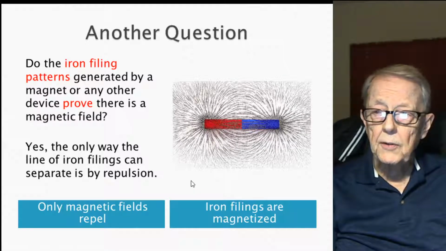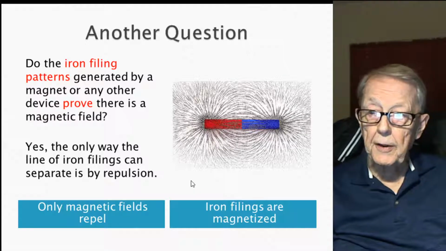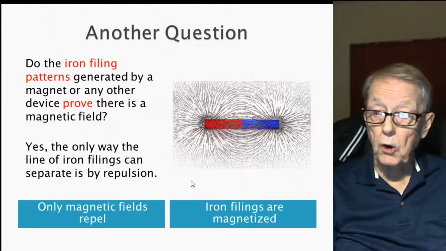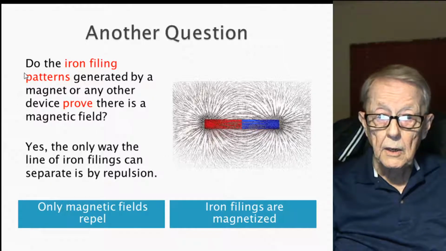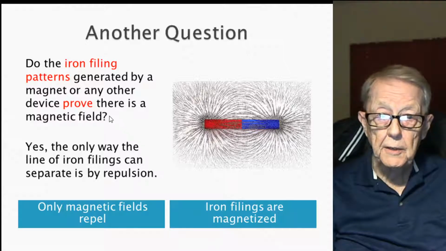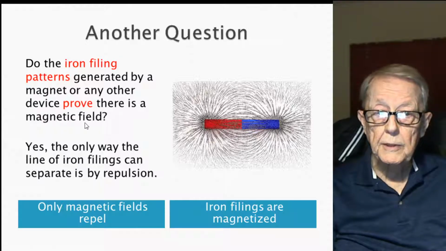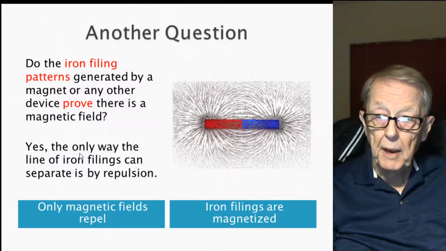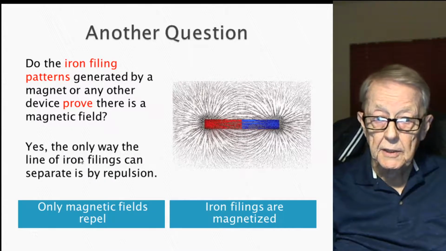Okay, so then I'm still trying to find out, how do I prove there's a magnetic field around the magnet or the battery? Do the iron filing patterns, these are the patterns you see here, generated by a magnet or any other device, prove there is a magnetic field? Right off the bat, I'm saying yes it does.